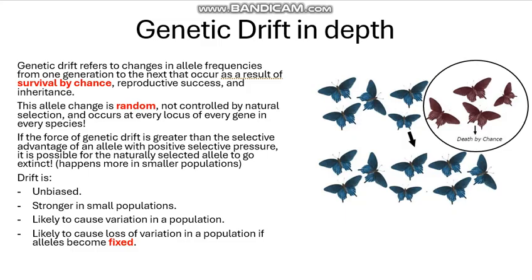The probability of all these butterflies that are making up about a quarter of the total population just all dying by chance is a lot less likely if there are lots and lots of these butterflies compared to if there are only a few. So in large populations, because there are more individuals, the effects of random chance killing individuals with certain alleles is not going to be as severe.